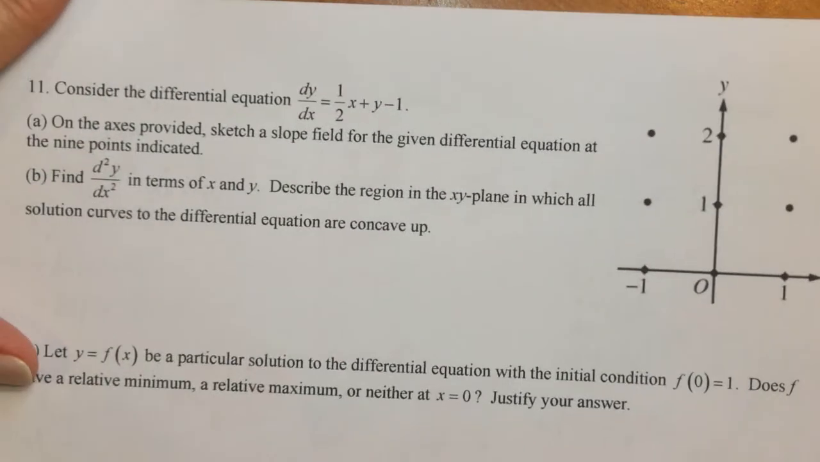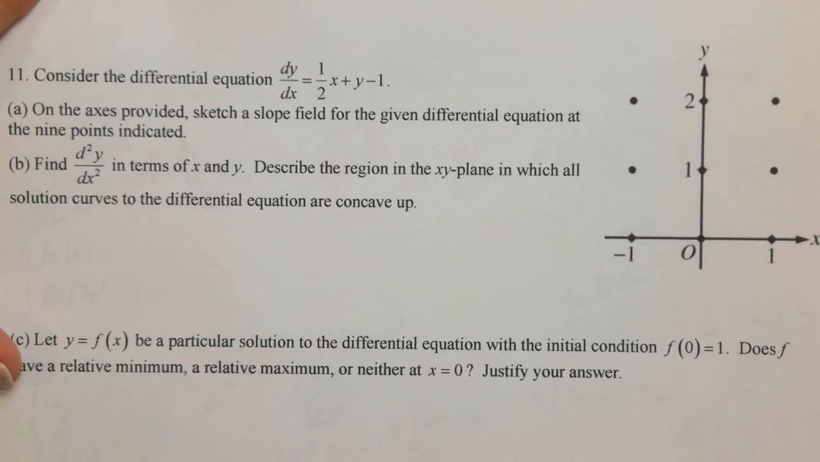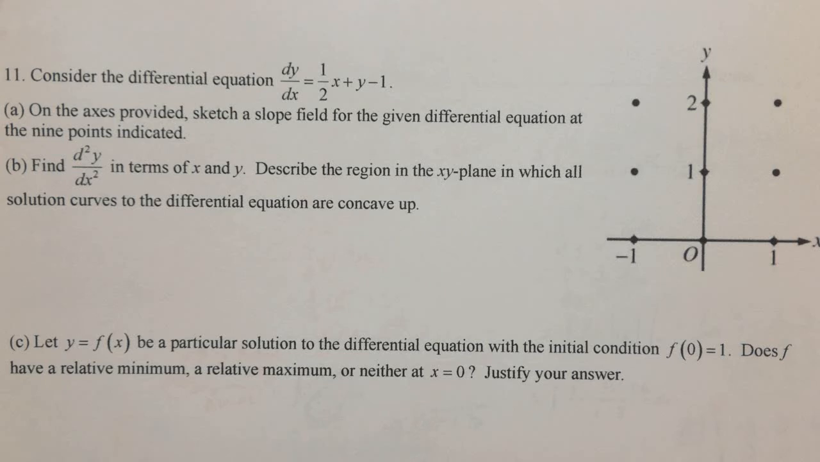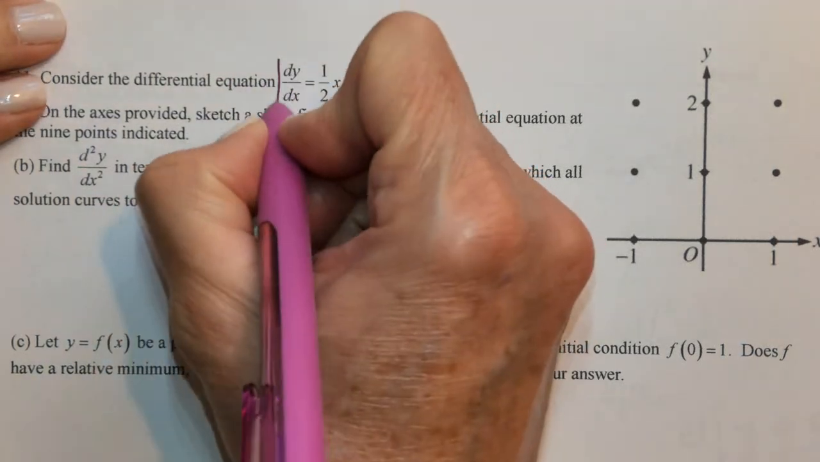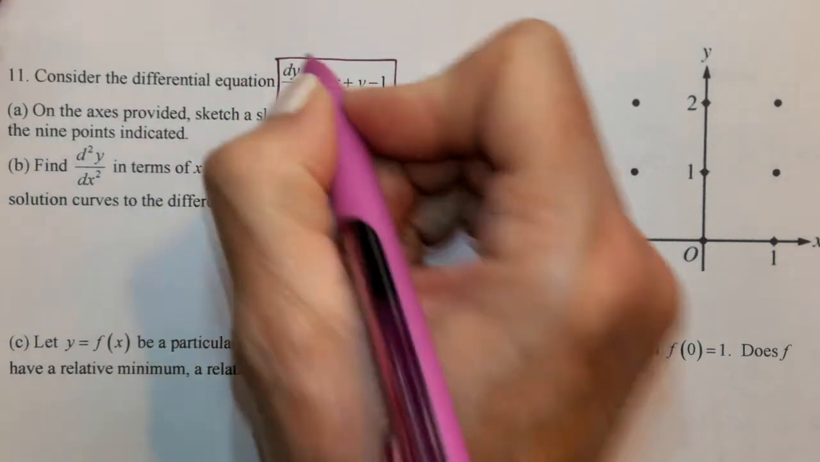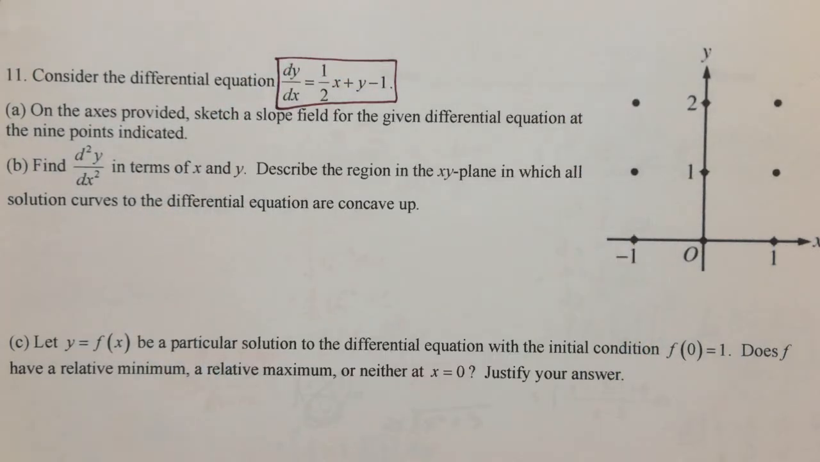Number 11 here. It says consider the differential equation. Gave us a differential equation. And that's all they said. Consider that differential equation. Okay. On the axes provided, sketch a slope field for the given differential equation at the 9 points indicated. And I'm looking over here for my little straight edge. There it is. Okay.